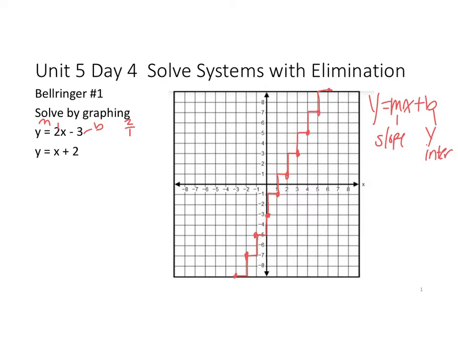Y equals x plus 2. My 2 is my b. There's a 1 here, so my slope is going to be 1 over 1. So I'll go positive 2. Up 1 over 1. Up 1 to the right.